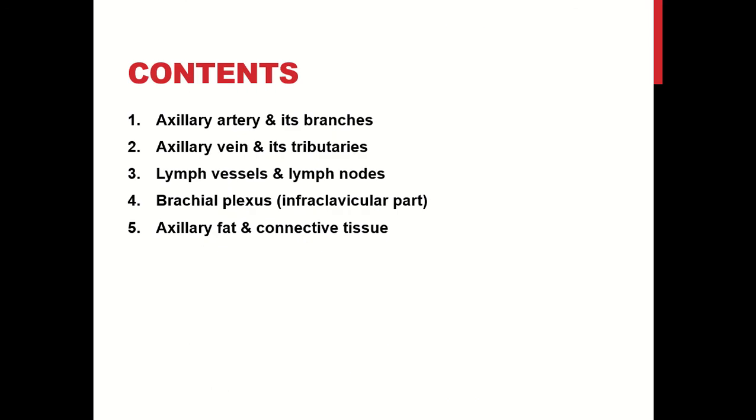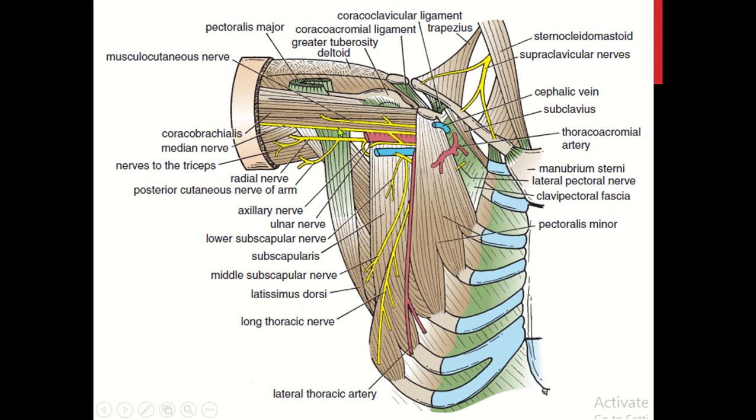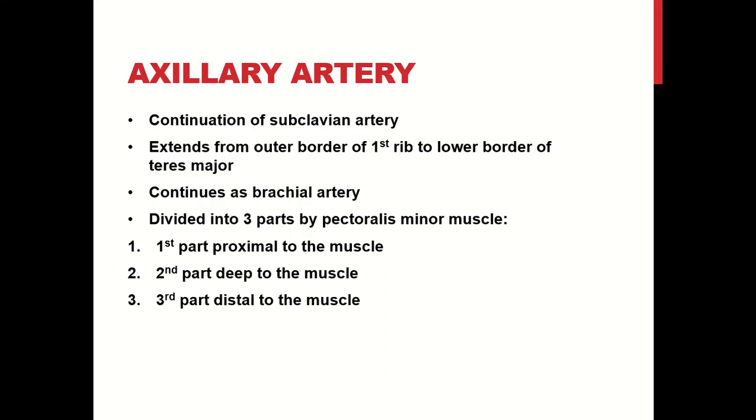Now we will study about contents of axilla. It contains axillary artery and its branches, axillary vein and its tributaries, lymph vessels and lymph nodes, brachial plexus, axillary fat and connective tissue. So in this diagram we can see axillary artery is shown here. It passes through the axilla and axillary vein which lies medial to the axillary artery is also shown. So here are the nerves which pass through the axilla. The brachial plexus is shown here and the brachial plexus passes through axilla and all its branches.